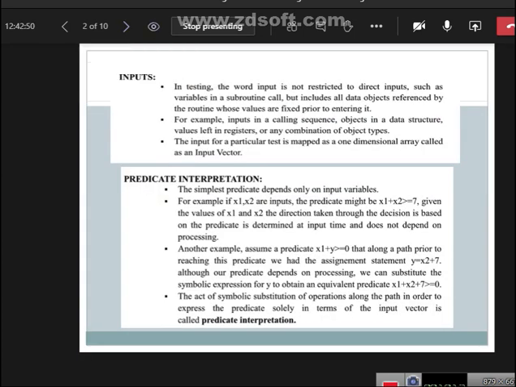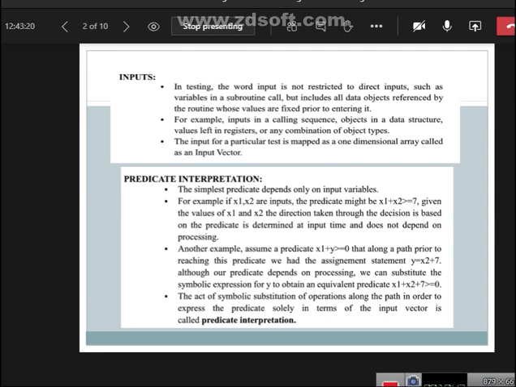Then what is related to the input? In testing, the word input is not restricted. We should not do testing before it, and we should not do it after; there are no restrictions of that type. But once we are entering into the testing path, we must do the testing.